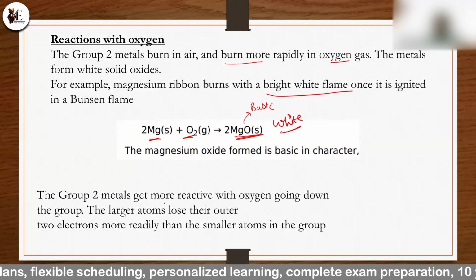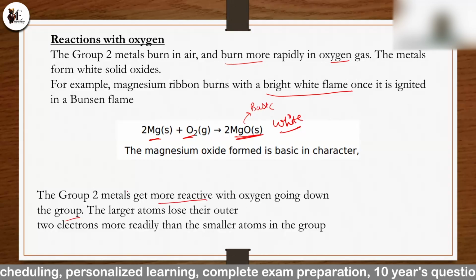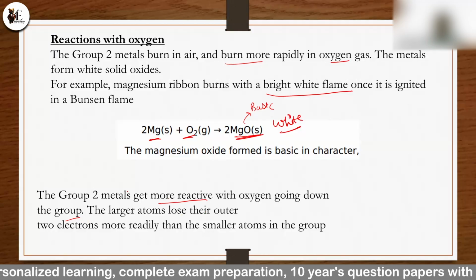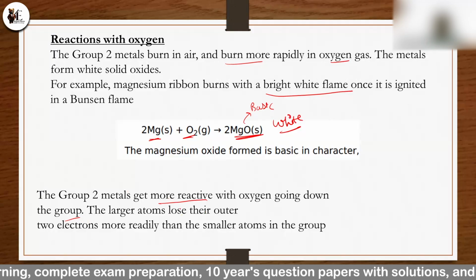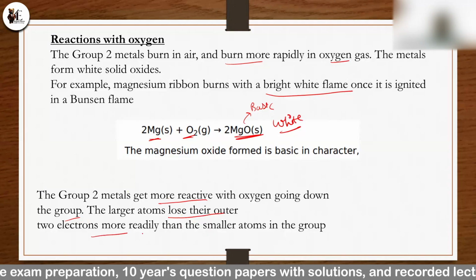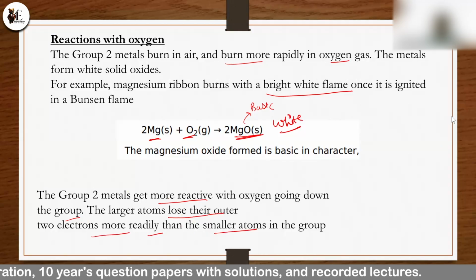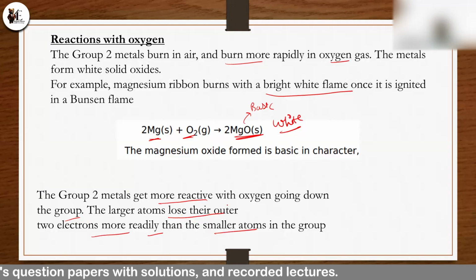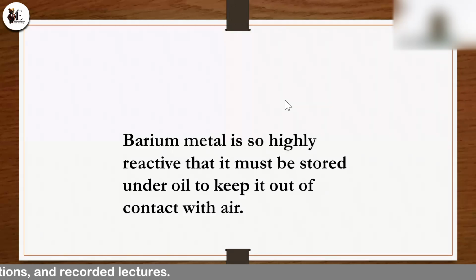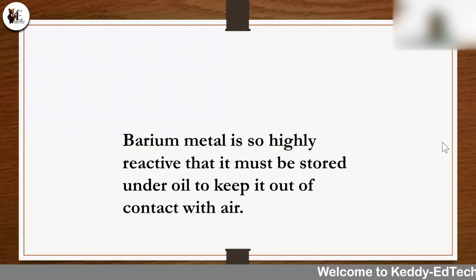The group 2 metals get more reactive with oxygen going down the group. As you move down the group, the reaction with oxygen is more vigorous. Larger atoms lose their outer 2 electrons more readily than the smaller atoms in the group. Barium metal is so highly reactive that it must be stored under oil to keep it out of contact with air. This is an important point: as I told you, reactivity increases down the group. So write down this important point.